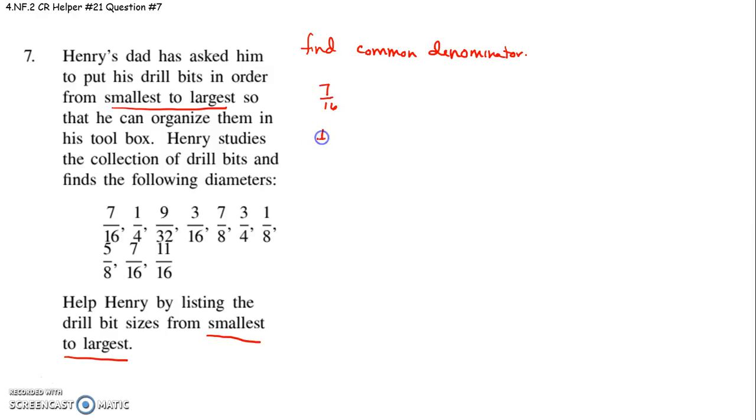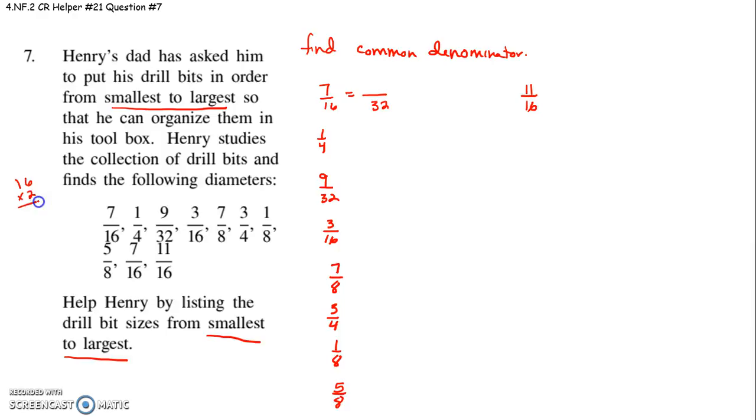7/16, 1/4, 9/32, 3/16, 7/8, 3/4, 1/8, 5/8, another 7/16, and then we have 11/16. So we have two 7/16, so those will have to get written right next to each other. I'm going to tell you the common denominator between all of these will be 32.